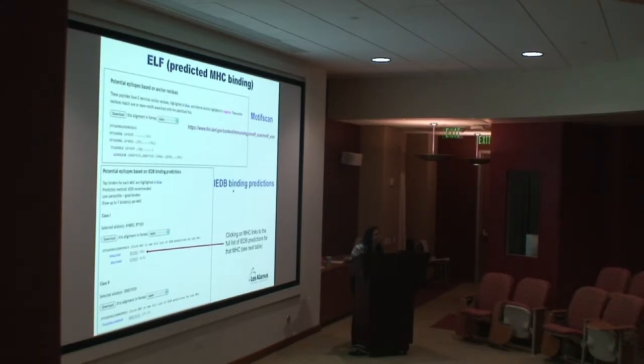So how good is the agreement between the predictions? It's perfect. We absolutely agree every single time. No, it agrees well, in general. It's actually variable. Ours is just by anchor residues. Right. And theirs has other parameters.